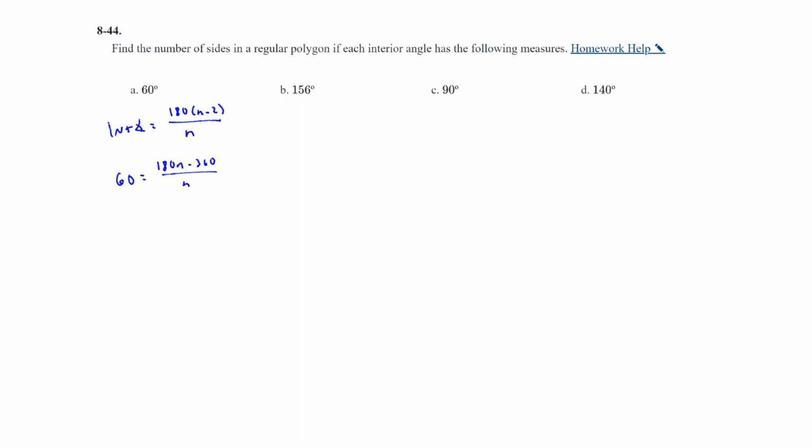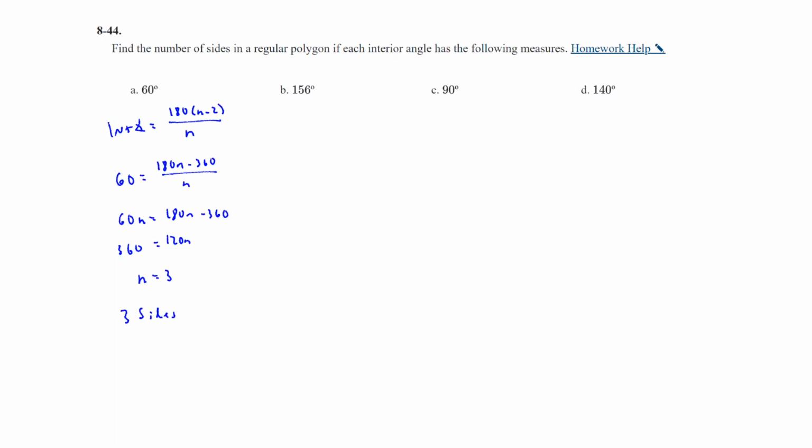n. Multiply both sides by n, so we get 60 n is equal to 180 n minus 360. Subtract the 60 n to make this 120 n, add the 360 to the other side, and then divide by 120, and we get n is equal to 3. So that would represent 3 sides of the regular polygon.